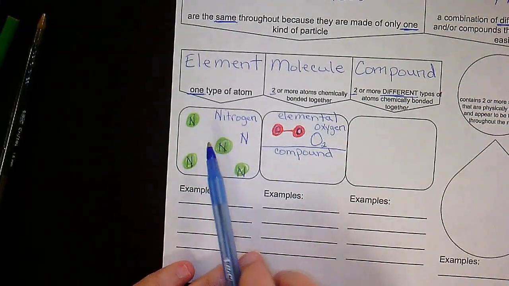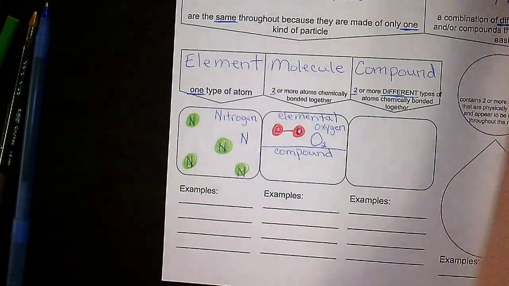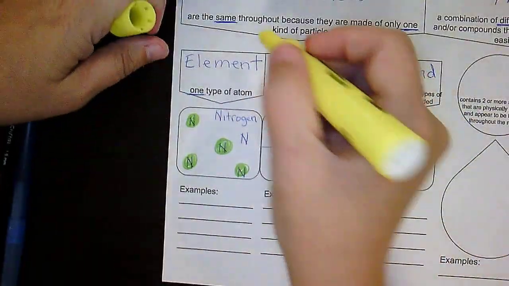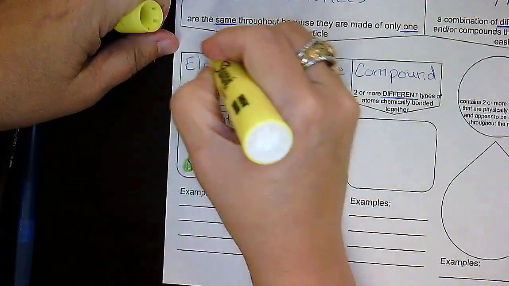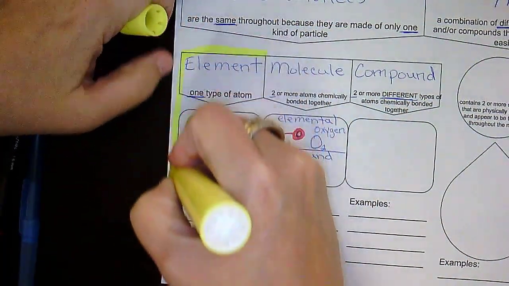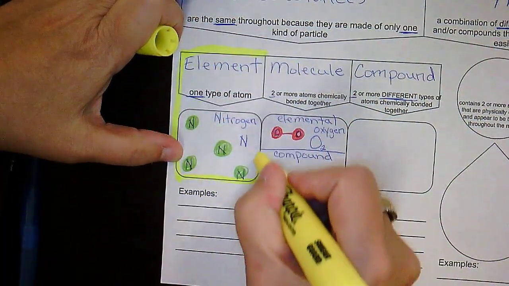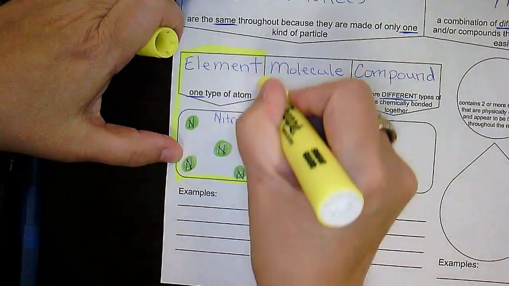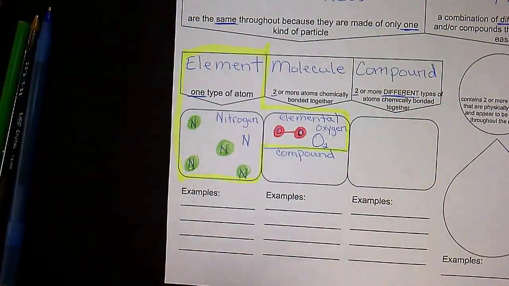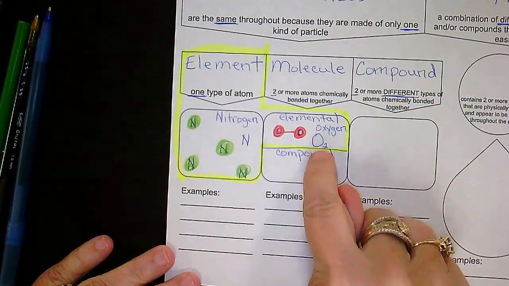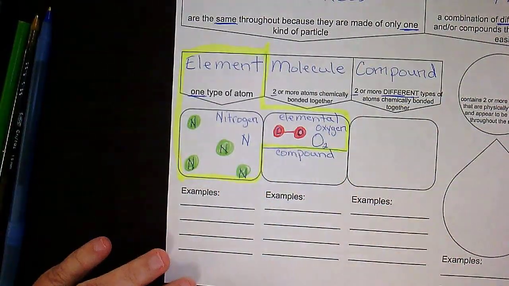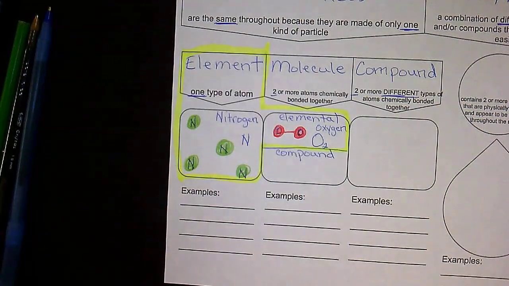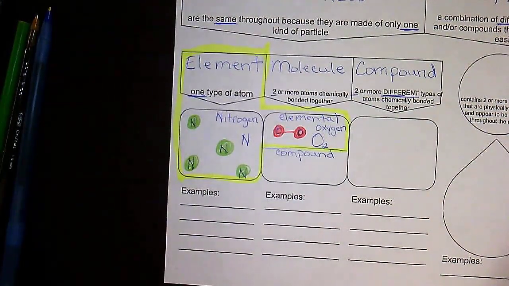This is an element. But a lot of times, we end up shortcutting, and we say that anything that is just one type of atom is called an element. So you'll hear this called an element, but you'll also hear this called an element because there's one type, one color, or one capital letter, right?